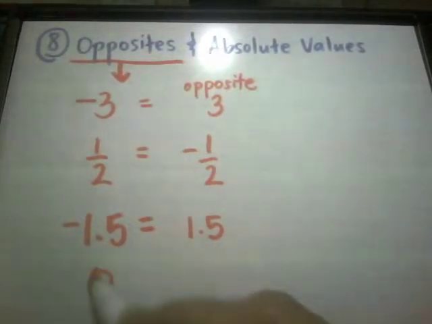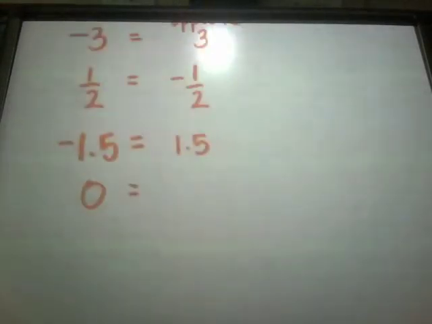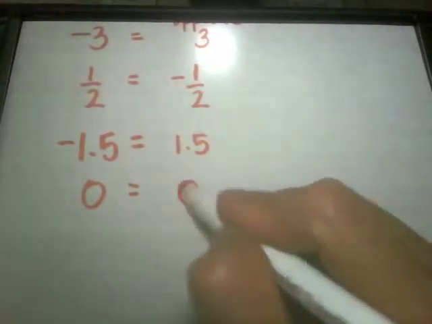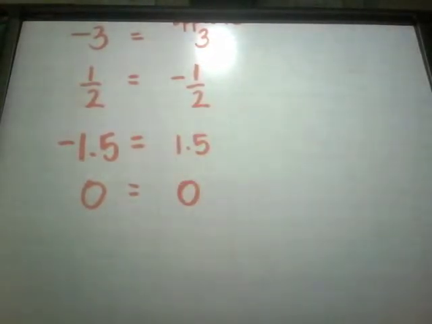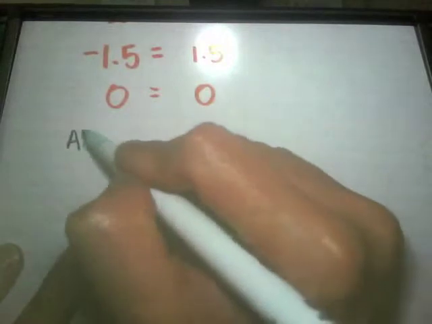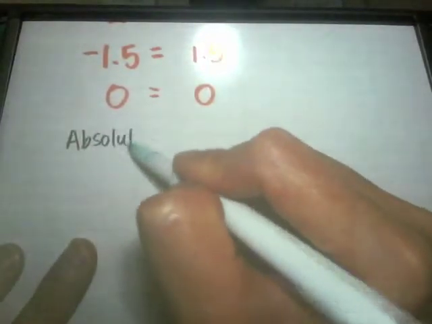What's the opposite of 0? Christina? 0. Remember, 0 never has a negative. It's considered an even number and a positive number, even though it means nothing. Okay, so when opposites, we're talking positive and negative opposite. Okay, absolute value is slightly different.